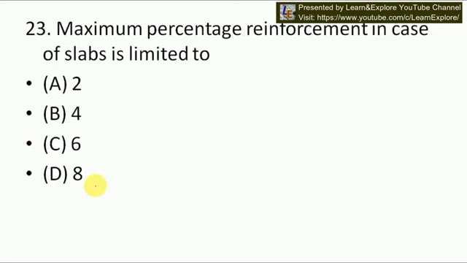Our next question. Maximum percentage reinforcement in case of slabs is limited to. So our options are A 2, B 4, C 6, and D 8. So our answer is 4. So maximum percentage reinforcement in case of slabs is limited to 4. So our option is B.